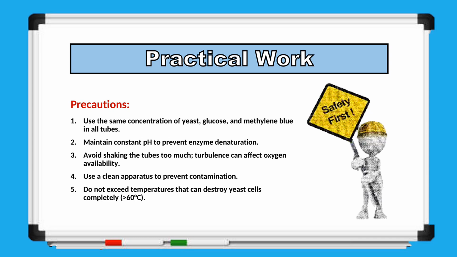Tubes should not be shaken excessively, as turbulence can alter oxygen availability and interfere with respiration. Additionally, all apparatus must be clean to avoid contamination that could compromise the results. Finally, temperatures should not exceed levels that can destroy yeast cells completely, specifically above 60 degrees Celsius. Following these precautions helps ensure that the investigation is both safe and scientifically valid.